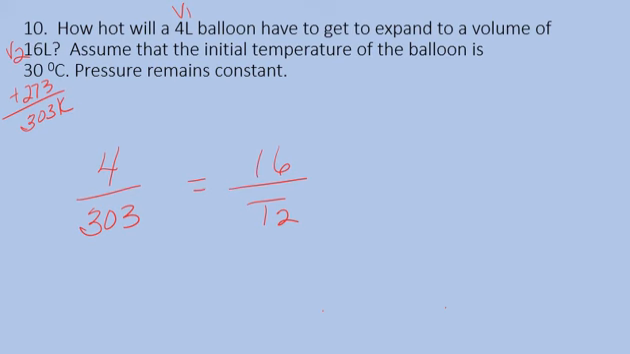So this one's pretty easy. I'm actually just quadrupling it. I'm multiplying it by 4. But I'll go ahead and set it up like normal. So if I want T2 to be by itself, that's going to equal 303 times 16 divided by 4. So 303 times 16, divided by 4 equals 1212.